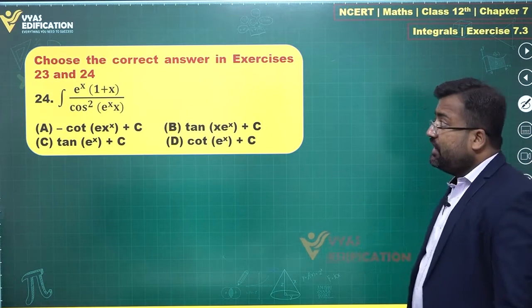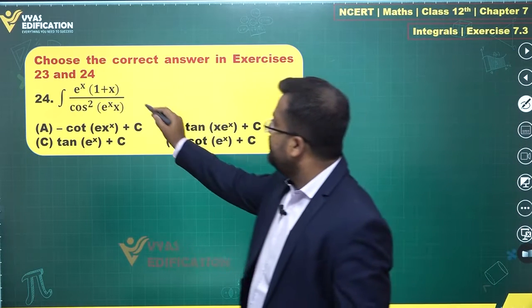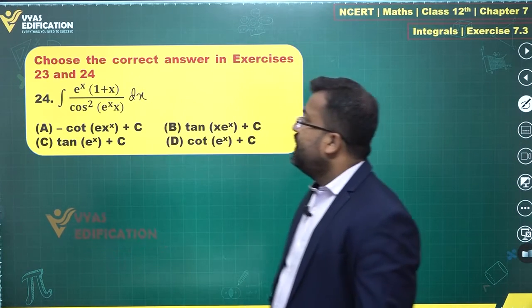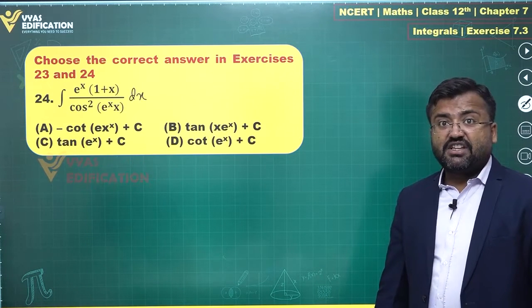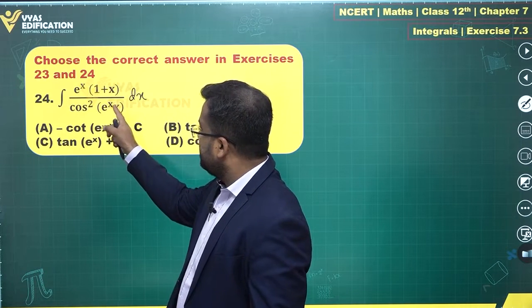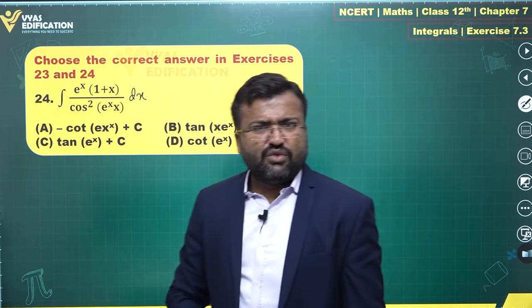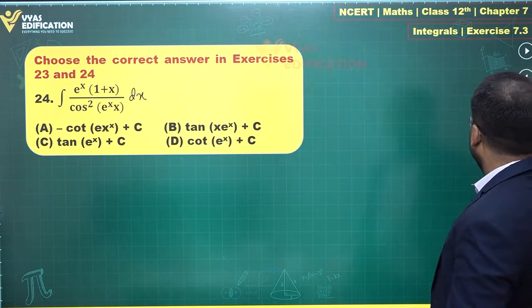The 24th question says integrate e power x 1 plus x, once again, there should be a dx over here, upon cos square e power x times x. Now, this is very bad expression. E power x into x, that's pretty complicated. That's no linear expression of x, right? So we'll have to think of substituting that first of all.